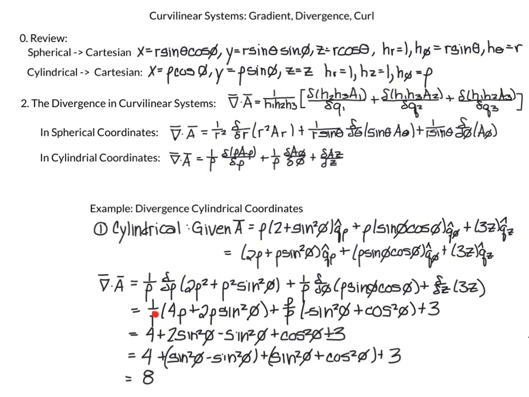So here I have 1 over rho, take the partial derivative with respect to rho, so I get 4 rho, 2 rho sine squared phi, and now I have my rho, and I factored out this rho, so rho over rho, and then the partial derivative with respect to phi is minus sine, and again, now we need the product rule, minus sine squared phi plus cosine squared phi, and over here the partial derivative with respect to z is going to be 3. By the time you simplify everything, you get 8.